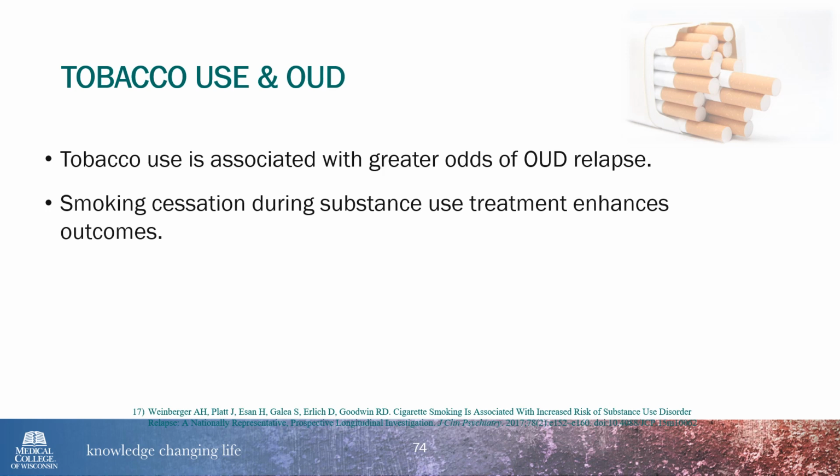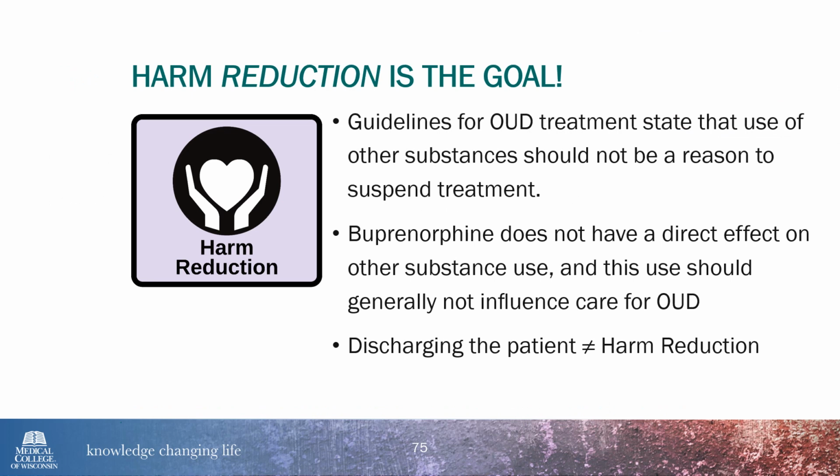So the thing to remember when a patient is using multiple substances is that the goal of caring for people with substance use disorders is harm reduction. We can't really effectively stop them from using all drugs. None of the national guidelines for caring for patients with opioid use disorder recommend stopping treatment when someone has a comorbid substance use disorder. Buprenorphine does not have a direct effect on any other substance use.